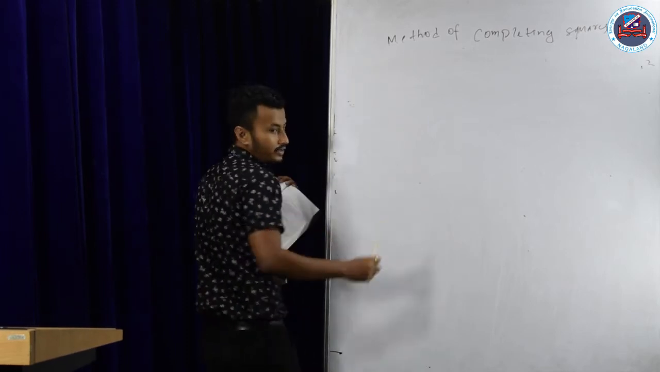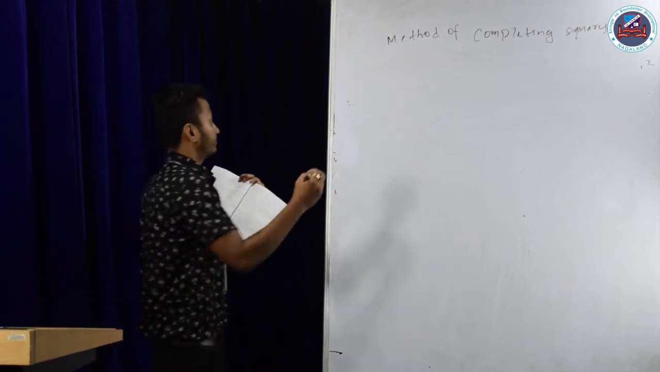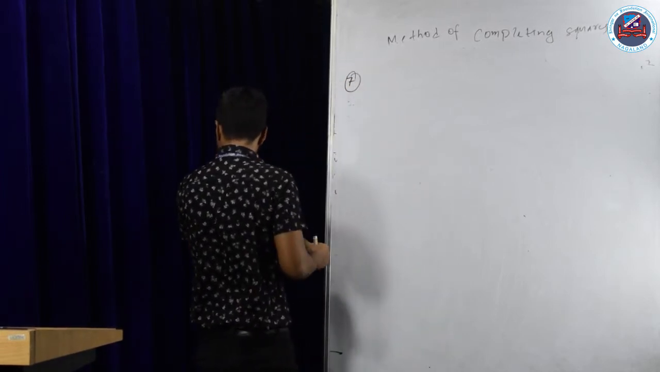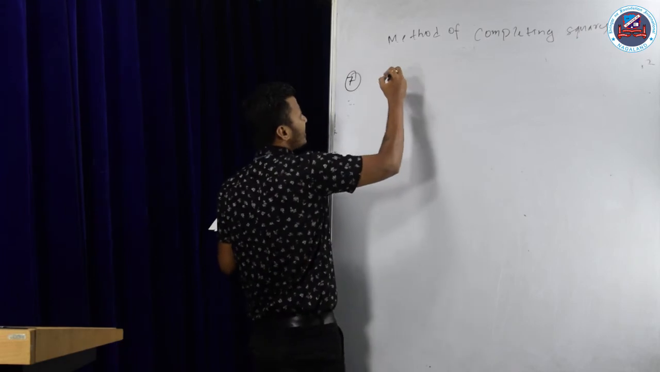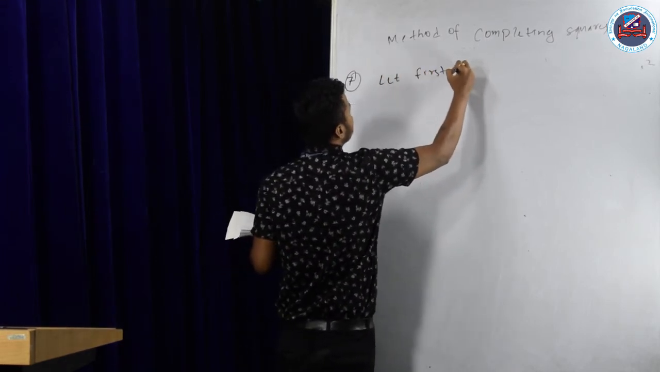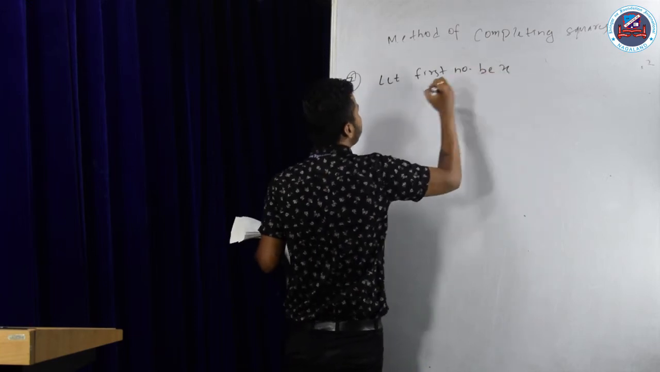Question number 7. The difference of the squares of two numbers is 180. So let the first number be x and the second number be y.